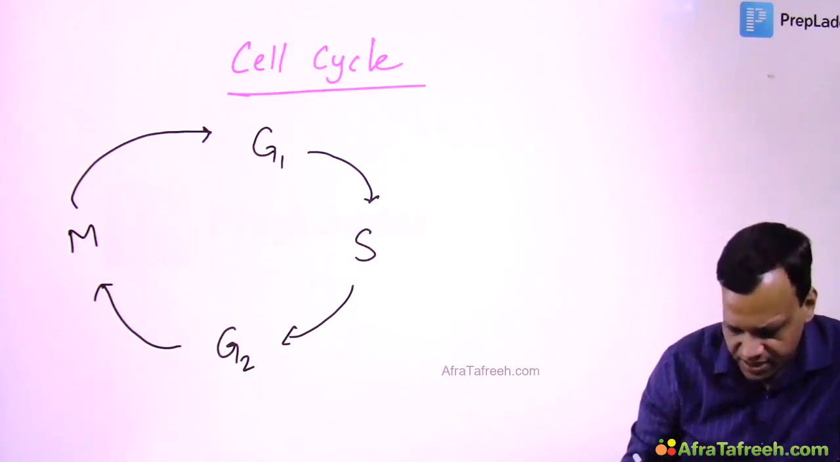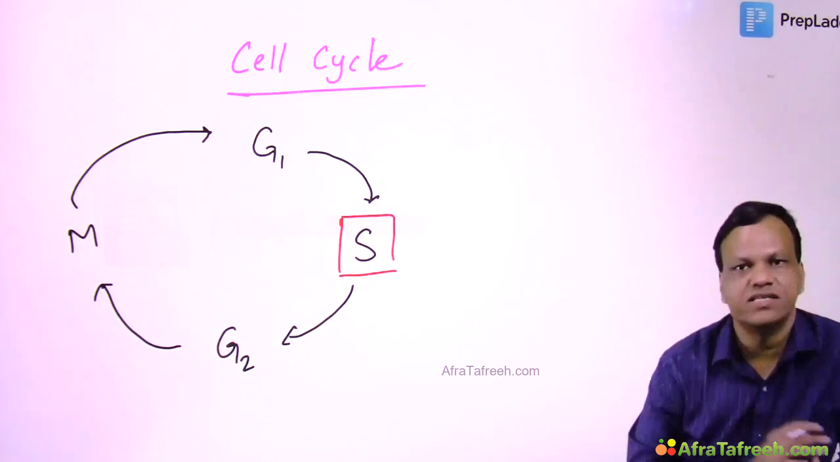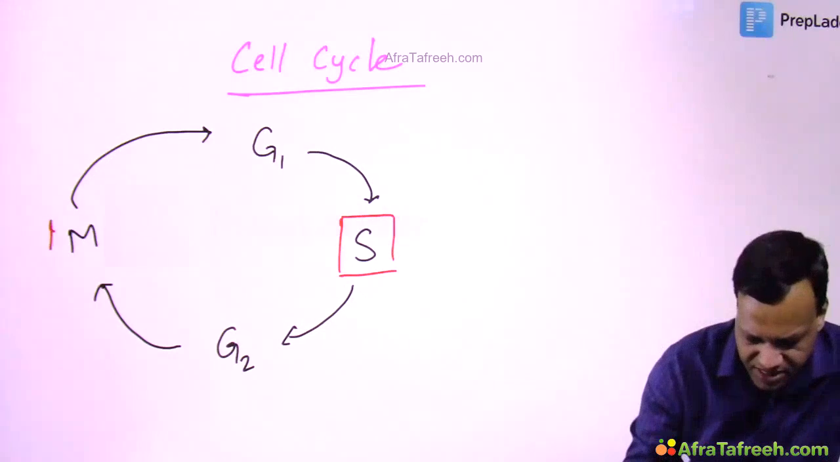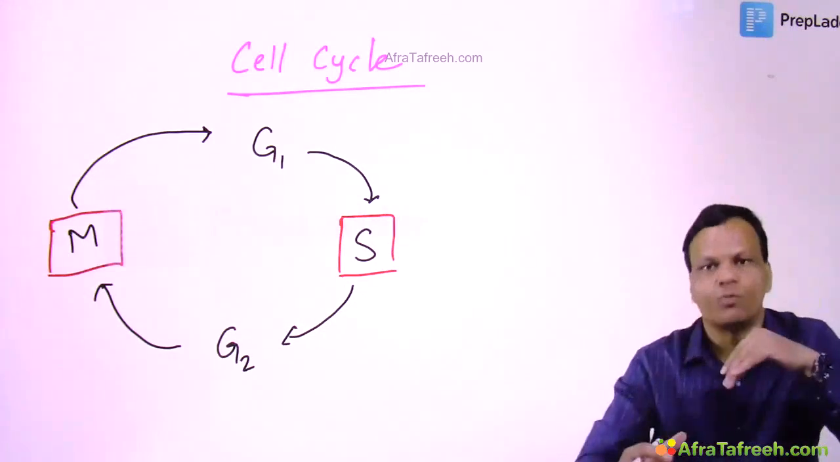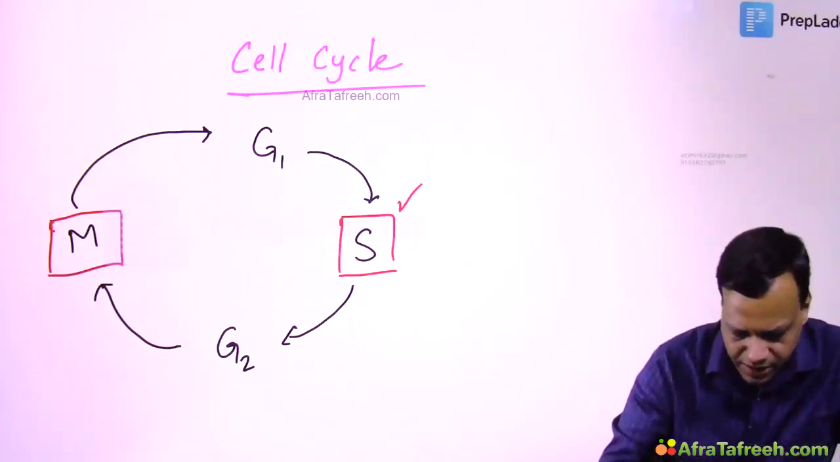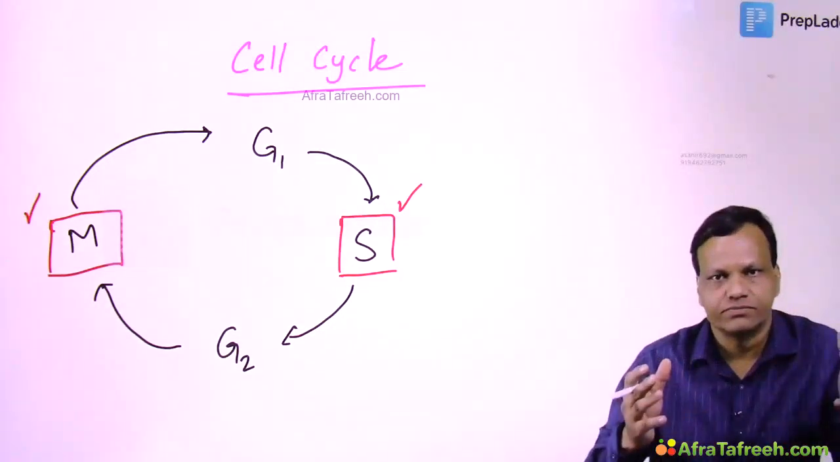In S phase there is synthesis, it is called synthetic phase, there is synthesis of DNA, it becomes double. Whereas in M phase there is mitosis, meaning the cell divides in two parts, meaning DNA becomes half. So in S phase DNA doubles, in M phase DNA halves.